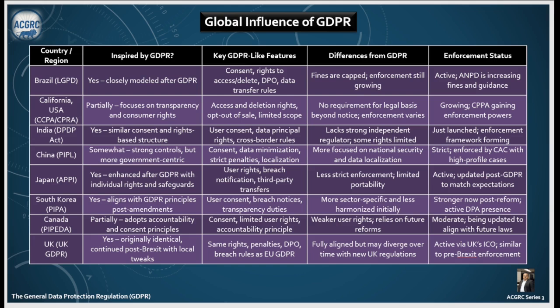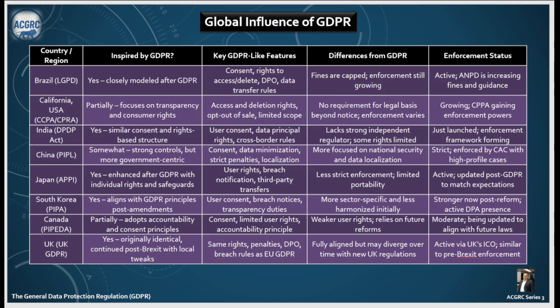Japan's APPI, aligned to GDPR. Similar features. Of course, less strict enforcement, limited portability. It's active, but as with other regulations, this is also evolving. South Korea, PIPA, aligned, very similar features, but more sector-specific and less harmonized initially. It's stronger now post reforms, active DPA presence, it's evolving very fast.